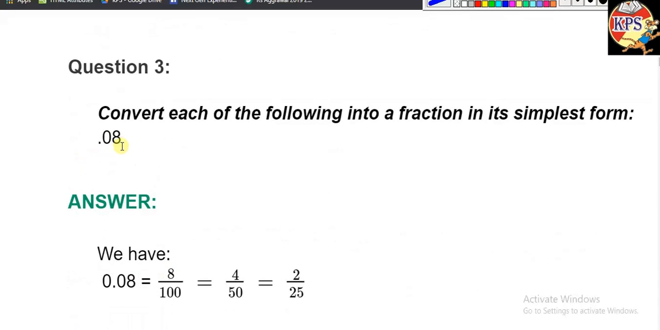Here after the point two numbers are given, it means we have to put 100 in the denominator, and 8 upon 100 is the answer. But there is one thing more: both numbers are even, so you have to cut both numbers by 2. 2 4s are 8, 2 5s are 10. So this is the second answer, and we have to cut these numbers by 2 again. 2 2s are 4 and 2 2s are 4, 2 5s are 10. So 2 upon 25 is the last answer, because this cannot be cut by any number.